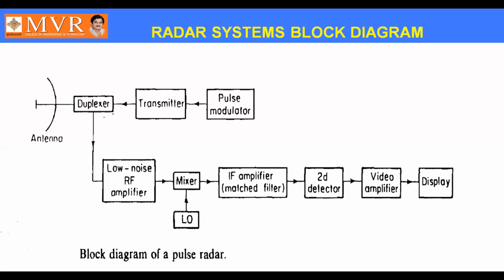Now coming to the radar block diagram, the major part is the duplexer. The duplexer acts as both transmitter as well as receiver, and its main purpose is to protect the receiver from the high power transmitter signal. It operates in two modes, TR mode and ATR mode. If it is operated in TR mode, it acts as a transmitter, and if it is operated in ATR mode, it acts as a receiver.